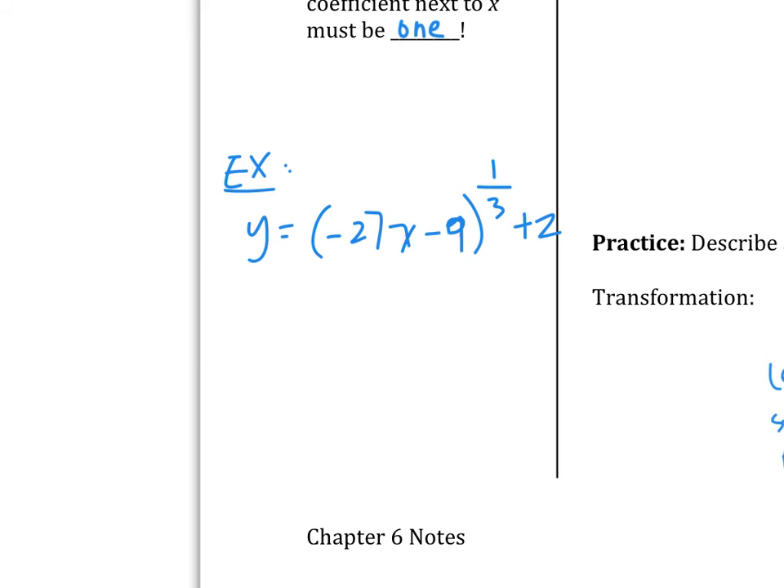This one has 4 transformations. Remember, you gotta make the coefficient next to x 1. That means you gotta take out the entire negative 27. It's gonna leave a fraction. It's not a perfect factor. So you gotta think how that looks like.